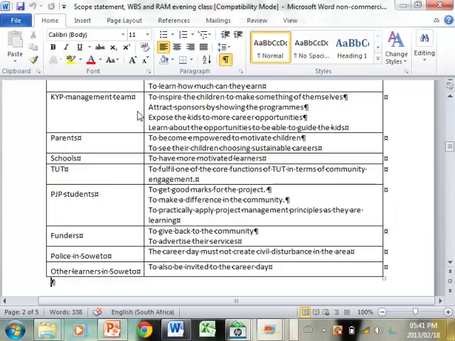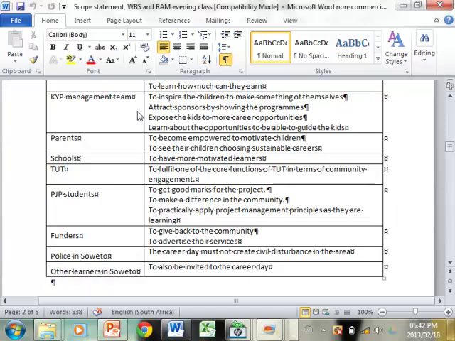And then the other learners in Soweto, I said to also be invited to the career day, because that's what they want. And so we will consider as we go along whether we will be able to accommodate more than just the KYP kids at the career day. And then the funders want to give back to the community and advertise their services, and I think all the rest we basically discussed in class. Are there any questions?